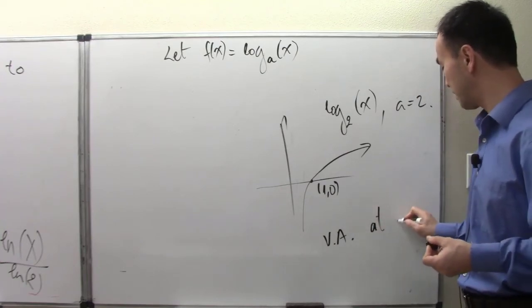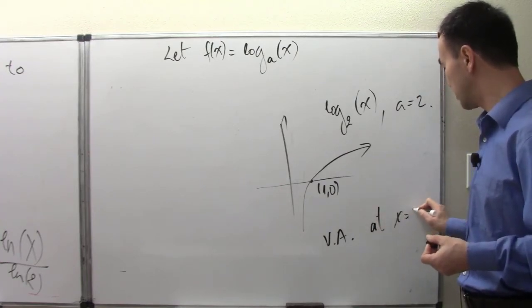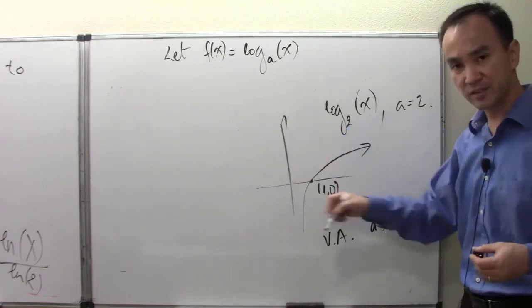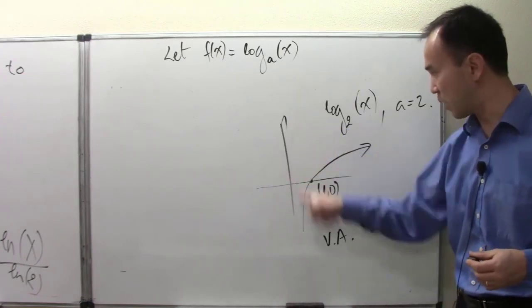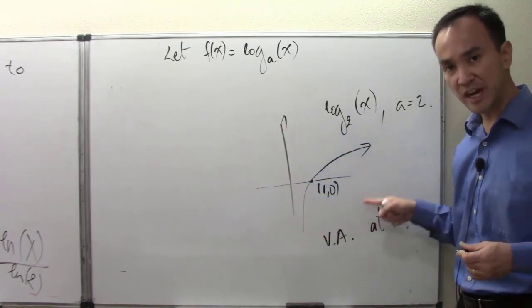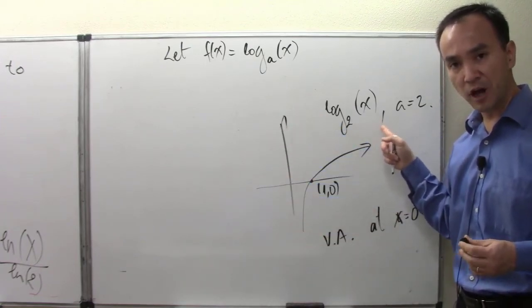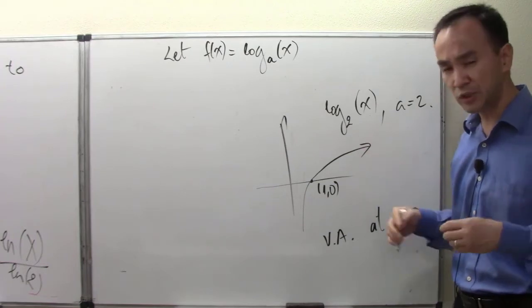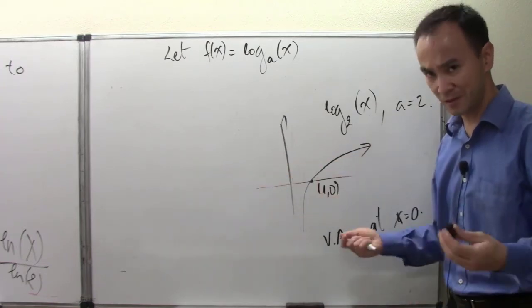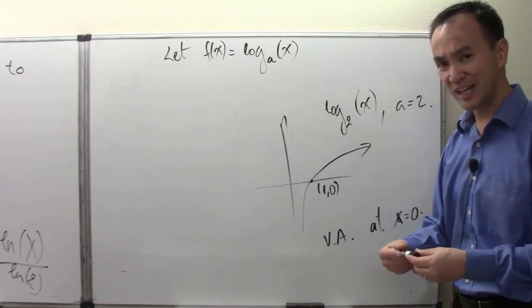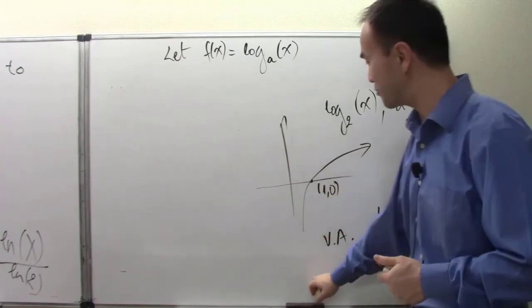Vertical asymptote at x equals 0, the y-axis being the vertical asymptote, and the graph stays completely to the right-hand side of the y-axis. But all of those details were just from log base 2 of x. So what about log base 3, log base pi, log base 10, log base 0.5? What's going to happen? That's the whole idea, and that's what we want to get into.